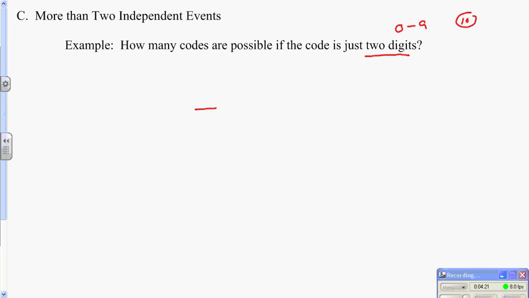So again, I look at each stage. The first stage, I have 10 different numbers I can use, 0 to 9. The second stage, if they're independent, and they are, you can have a number repeat. So 10 also for the second number. The counting principle multiplies the 2 together, and that tells us that there are 100 different ways to get 2 digits together. And that should make sense, because you're going to go from 00 all the way up to 99. And that is 100 different results.